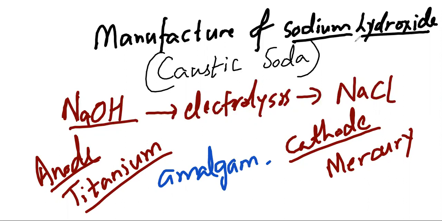Then the amalgam is sent to the denuder, where it decomposes with water to form hydrogen gas and sodium hydroxide. Then we separate the sodium hydroxide by drying the whole product.